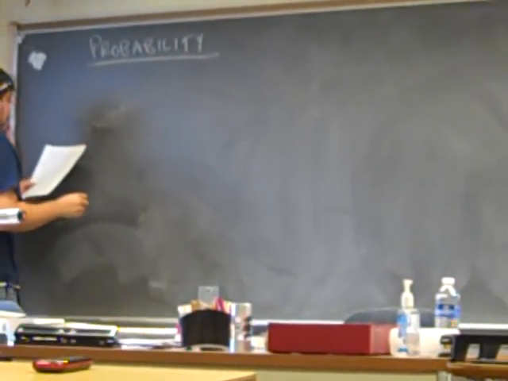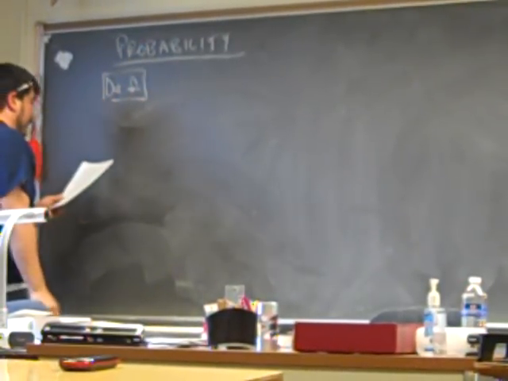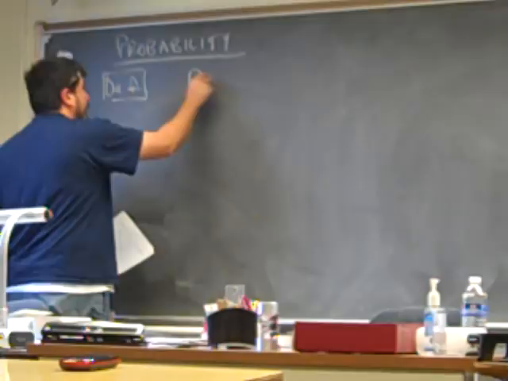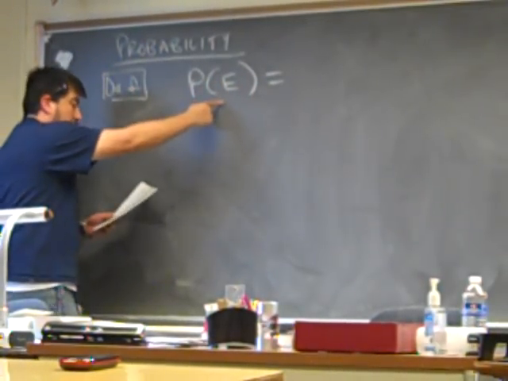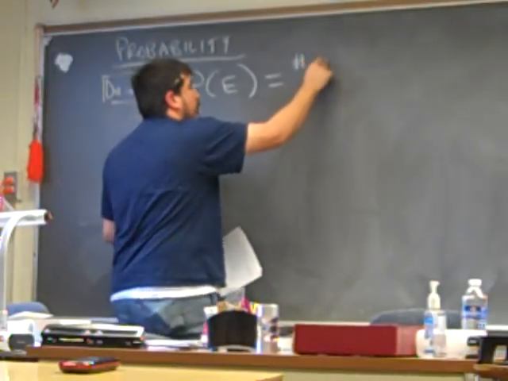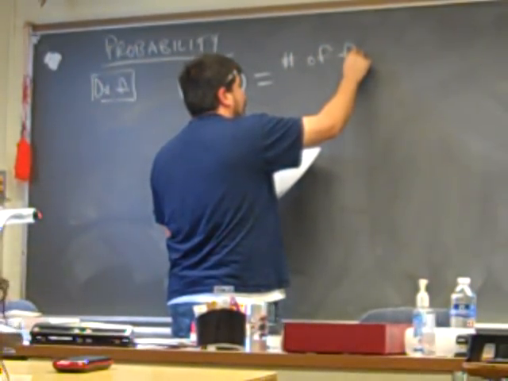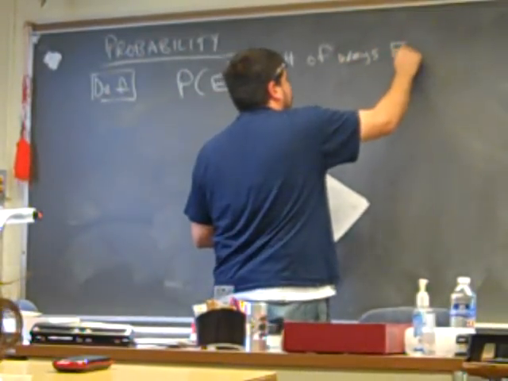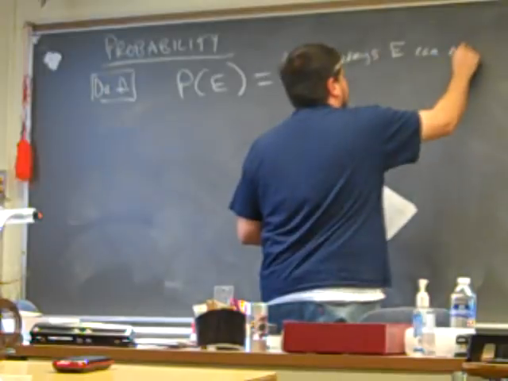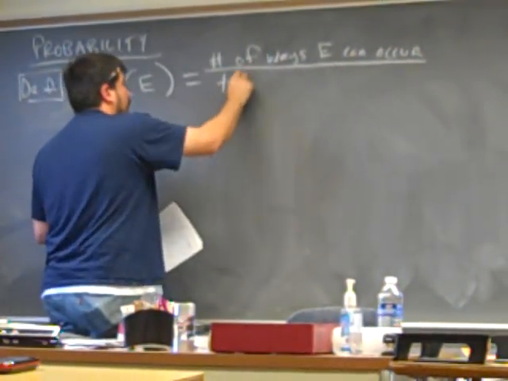If you don't know what it is, essentially here's the definition. It is applicable for every single level. The probability of an event occurring, that's what this notation means, is defined as the number of favorable outcomes, or let's just say the number of ways E can occur, all divided by the total number of outcomes.